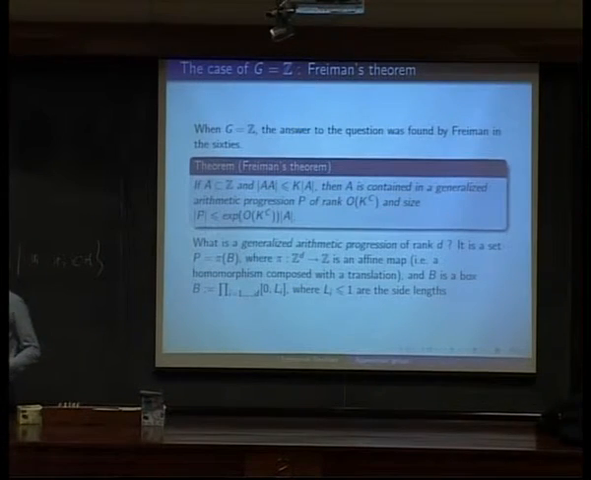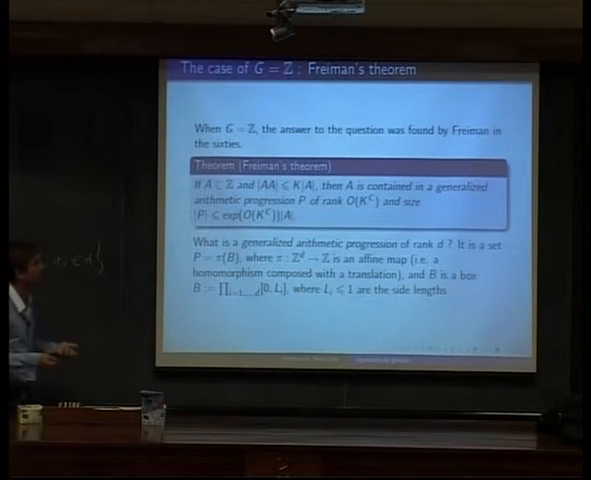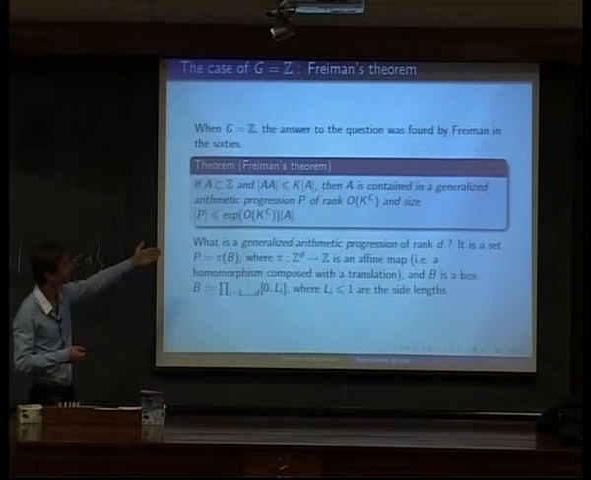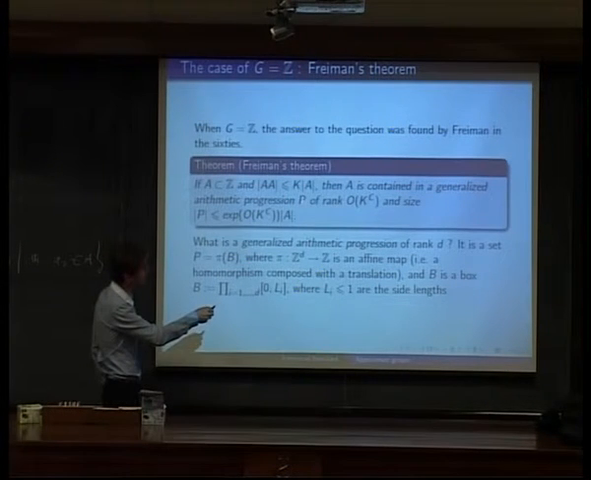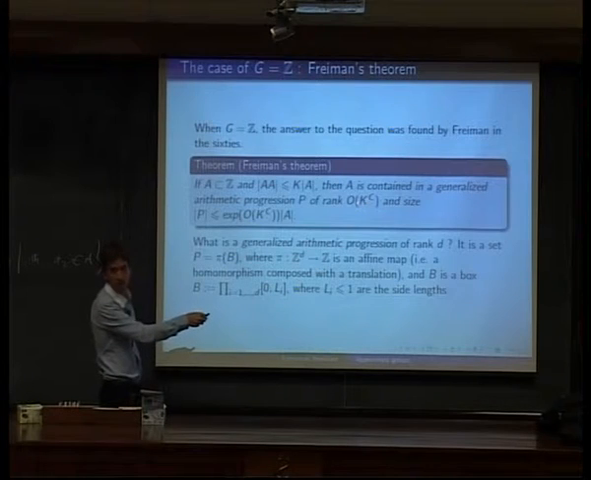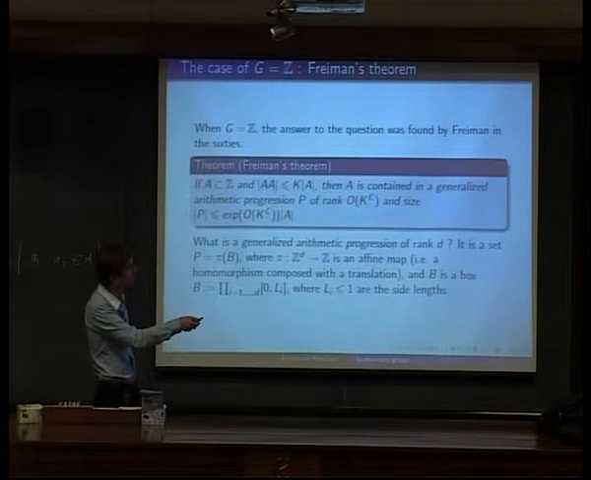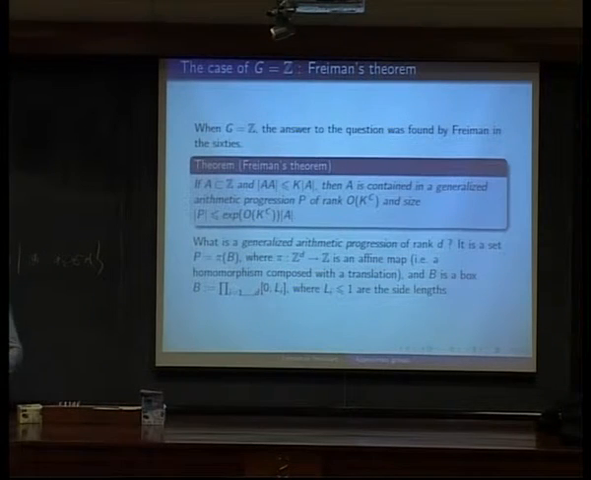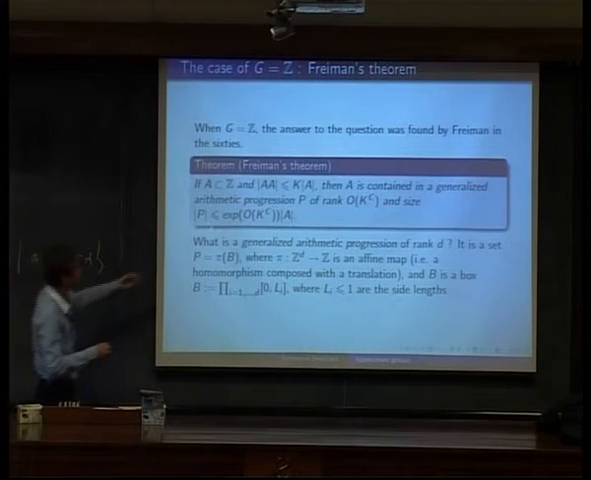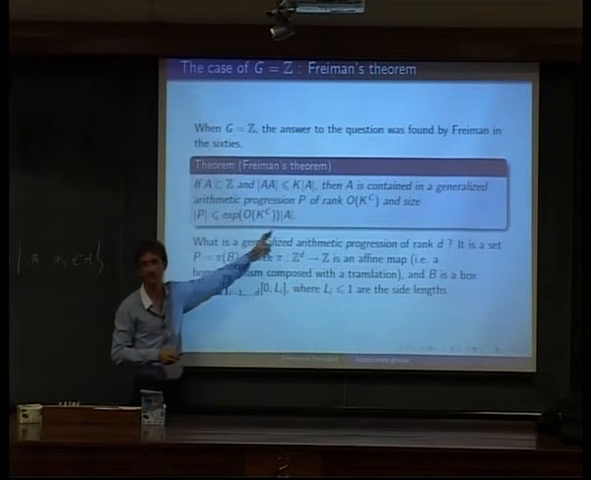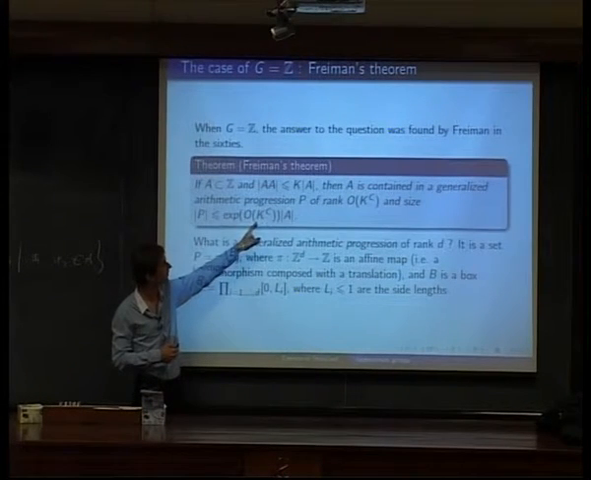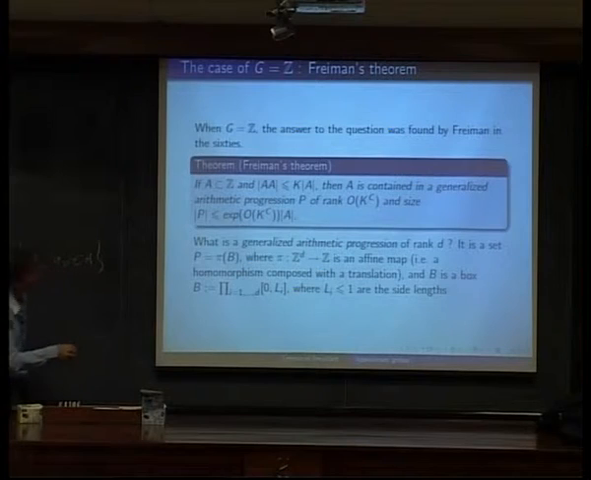It says that any set of small doubling is essentially, so what does it mean essentially? It means it's contained efficiently in an arithmetic progression P, whose rank is bounded in terms of K only, O of K to the C. So the rank is bounded by a constant of K, and the size of P is only maybe slightly bigger than the size of A, by a factor which depends only on K also. Here we have explicit constants, here polynomial in K and here exponential.